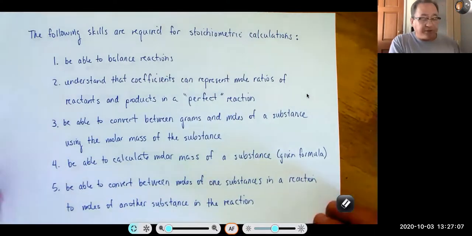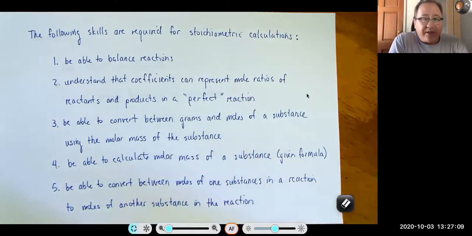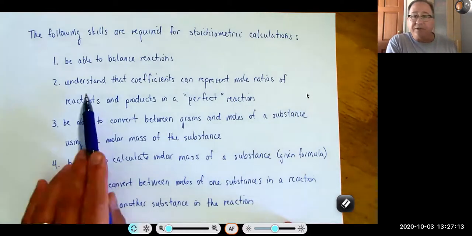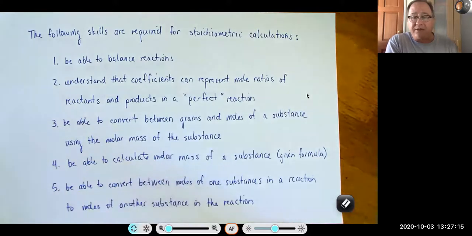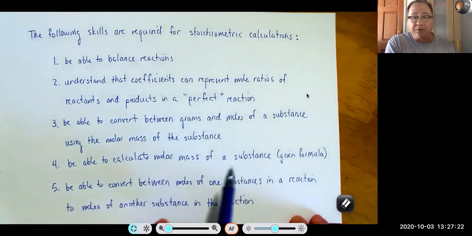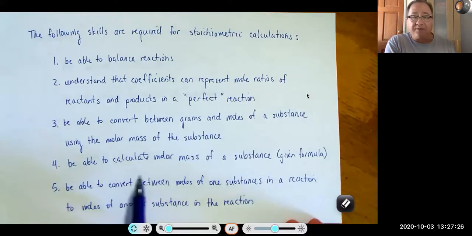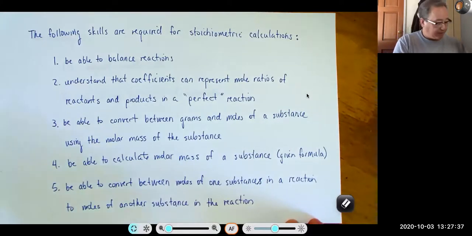Okay, the following skills are going to be required to do these stoichiometric calculations. You need to be able to balance equations. You must understand that coefficients can represent mole ratios of reactants and products in a perfect reaction. You must be able to convert between grams and moles of a substance using the molar mass of the substance. You must be able to calculate the molar mass of a substance given the formula. And you must be able to convert between moles of one substance in a reaction to moles of another substance in the reaction.